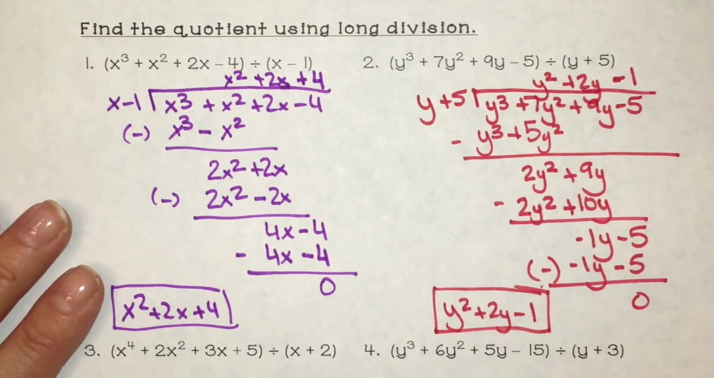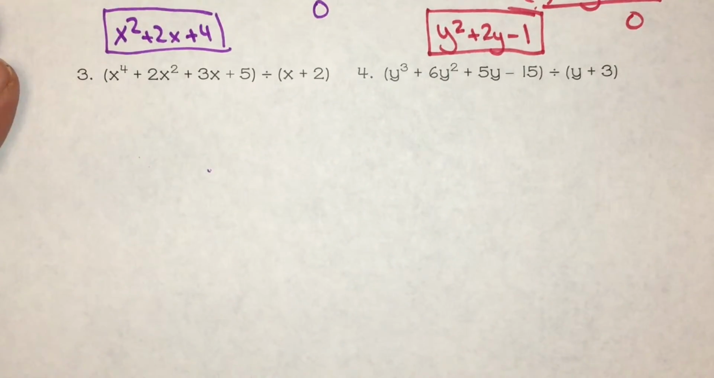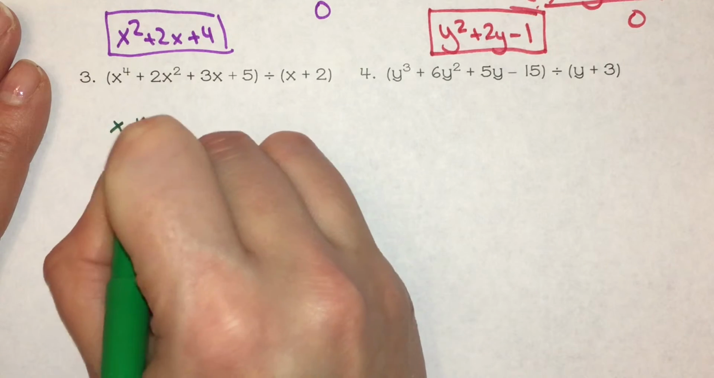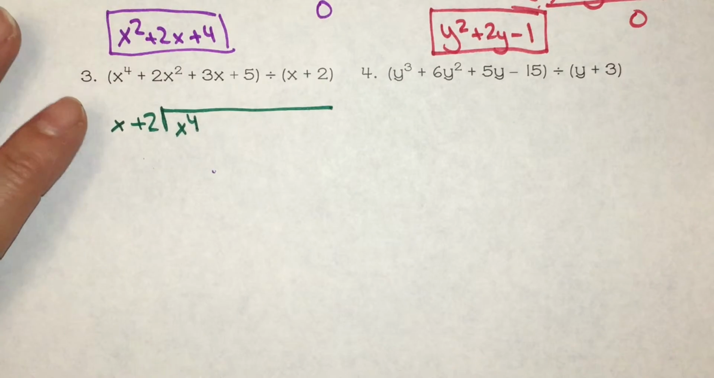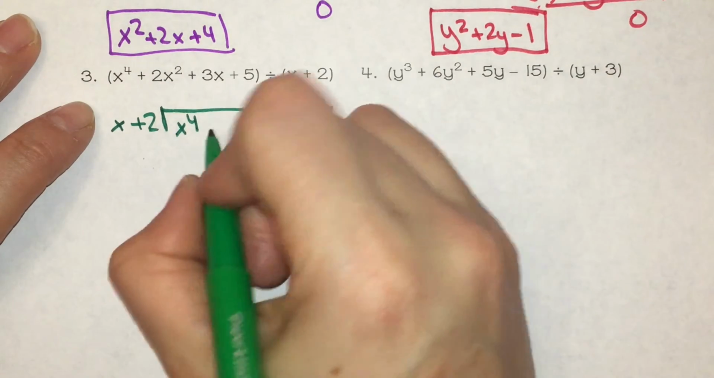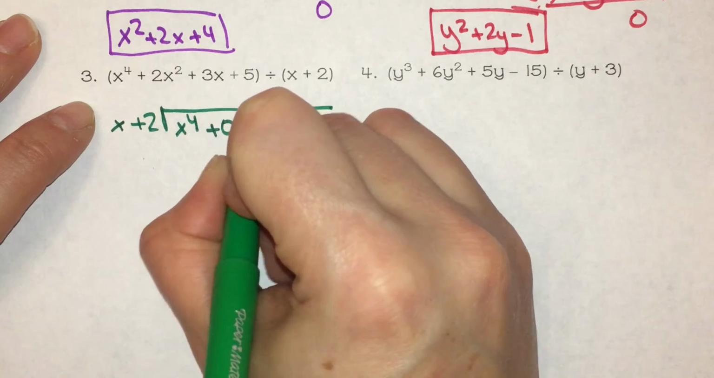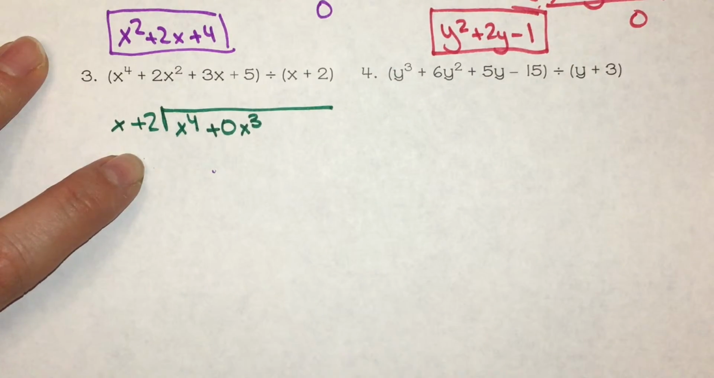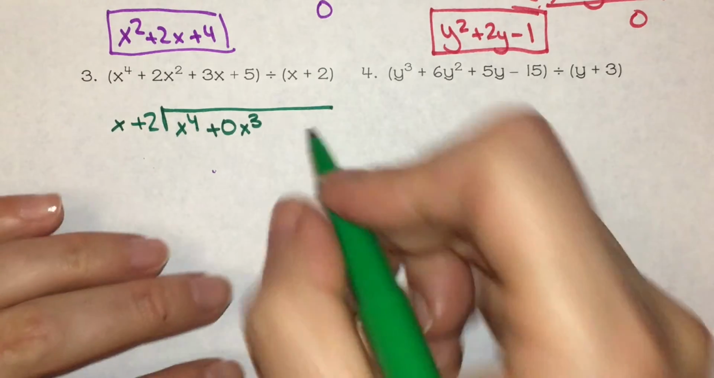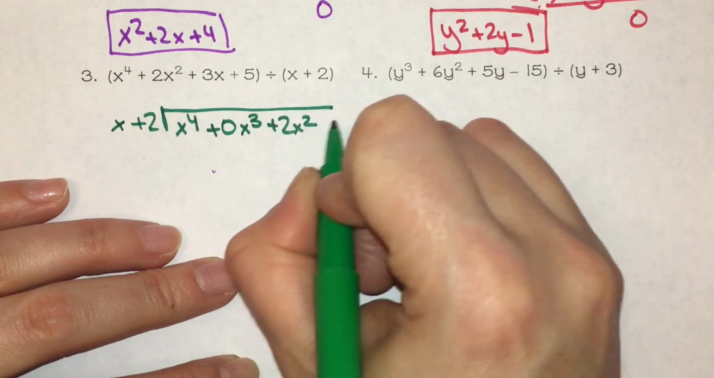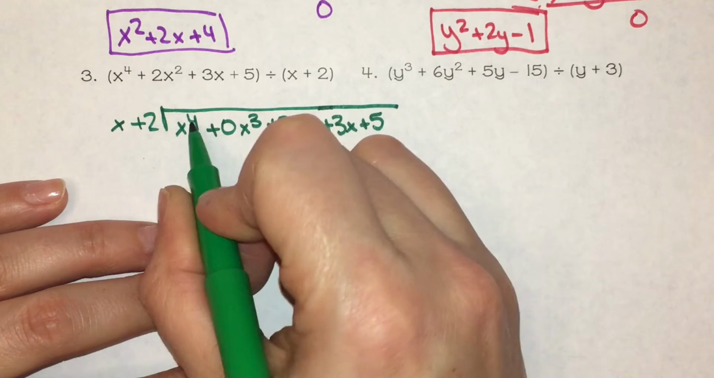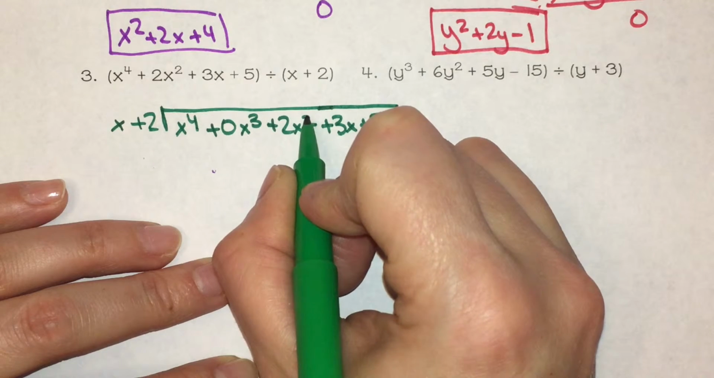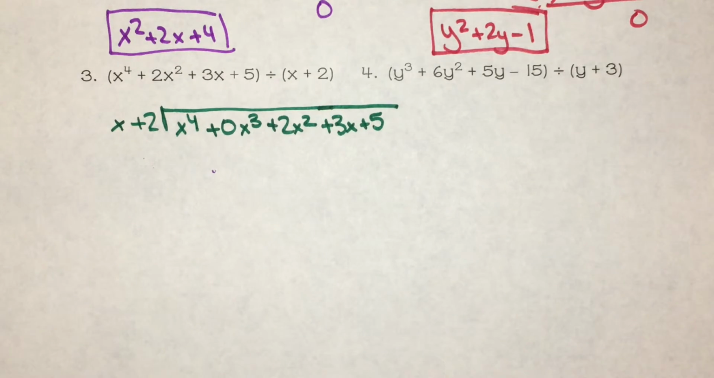All right, now the ones where we are going to have remainders. So we have x plus 2 on the outside, x to the 4th. Oh, this one's tricky. We don't have an x cubed term, so we have to put plus 0x cubed. So if you didn't do that, make sure you go back and do it now. Plus 2x squared plus 3x plus 5. You can't skip a term. So if it skips from an exponent of 4 to an exponent of 2, you have to put, well, we do have 0 x cubed terms, and you have to include that.